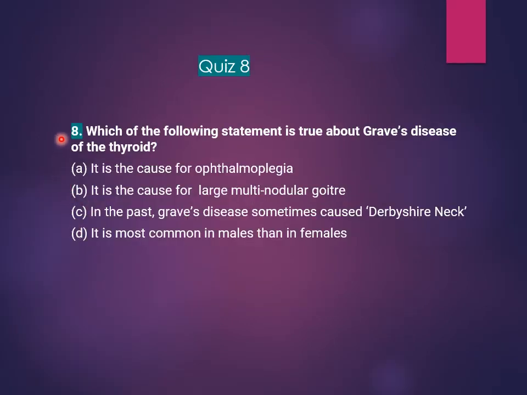Next we come to question number 8. Which of the following statements is true about Graves' disease of the thyroid? A. It is the cause of ophthalmoplegia. B. It is the cause for large multinodular goiter. C. In the past, Graves' disease was sometimes also called Derbyshire neck. D. It is more common in males than in females. The correct answer is A. It is the most common cause for ophthalmoplegia.